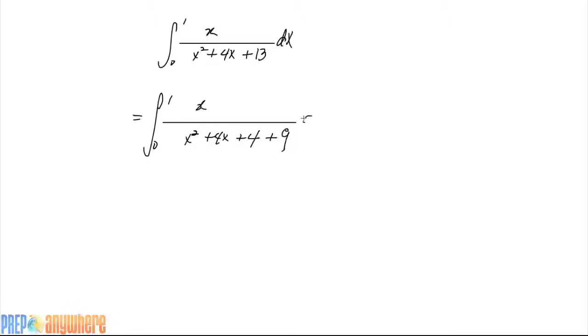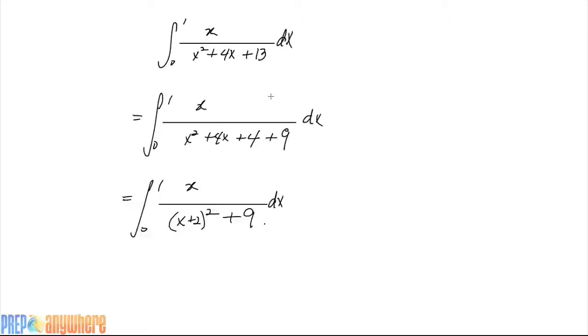So for 0 to 1, we get x plus 2 squared plus 9. So this is still not factorable. What we have here is something that looks like a trig substitution, right? So it looks like maybe we can replace x plus 2 with, for example, a tangent theta. But we're going to have a problem because it's not x but x plus 2.